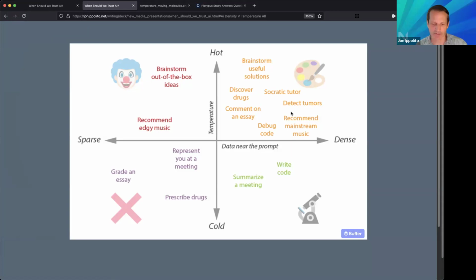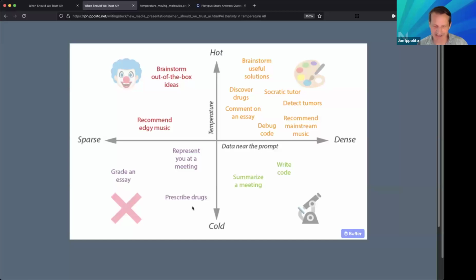So in the hot dense quadrant, I wrote brainstorm useful solutions. That's as opposed to brainstorm out of the box solutions, which is in the hot and sparse area. The out of the box ideas are going to be all over the place, but the useful solutions may actually be more practical because you've got more density of data. Also in the hot, dense area, I put commenting on an essay, as I said, and discovering drugs as opposed to prescribing drugs. I put prescribing drugs down in the cold, sparse area, which I would not do. I think that's a terrible idea because there's only one drug the person's going to be able to take.